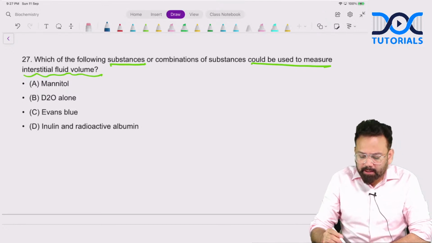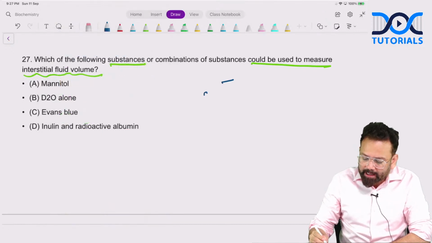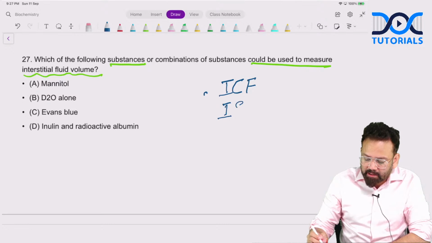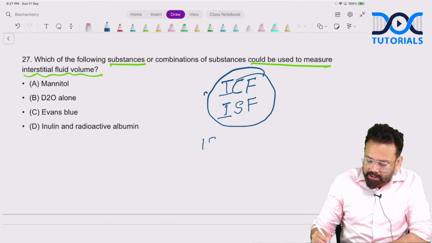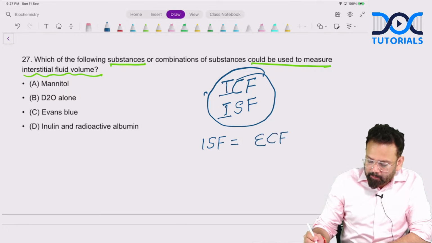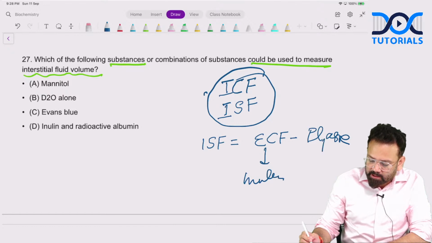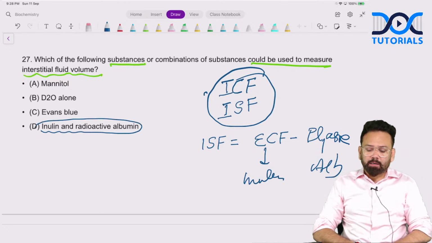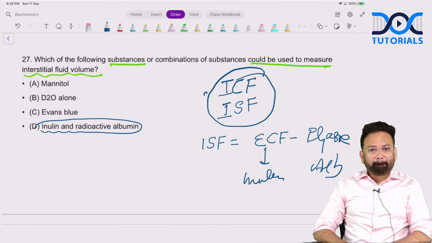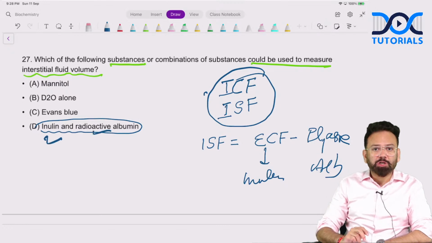If you remember in my classes, I used to tell you that ICF and ISF, intracellular fluid and interstitial fluid, are measured indirectly. What is ISF? Interstitial fluid doesn't have any dye. It is equal to ECF minus plasma. ECF is measured by inulin. Plasma is measured by radioactive albumin. So at least you will need two markers, these substances, to measure interstitial fluid.